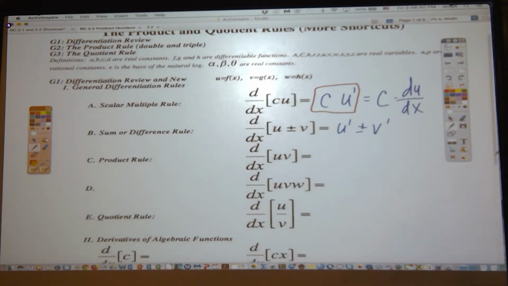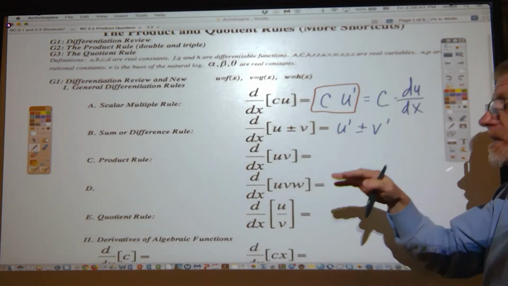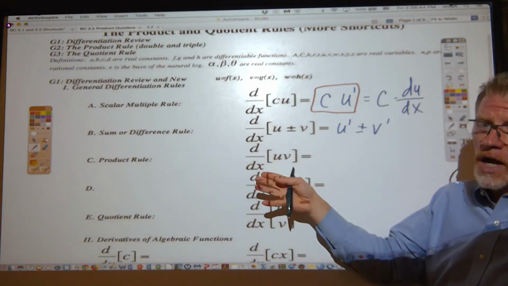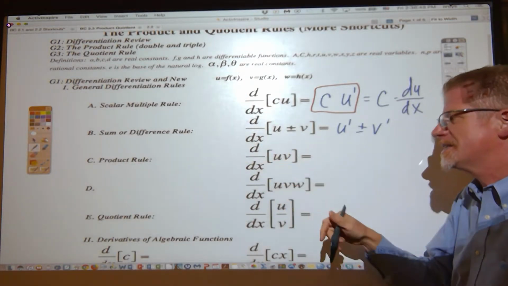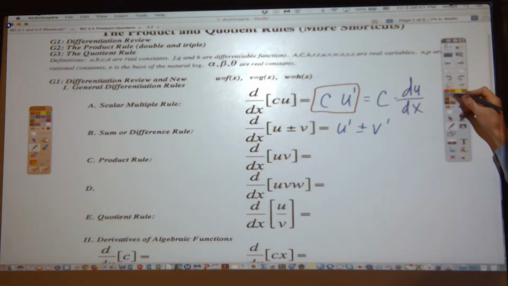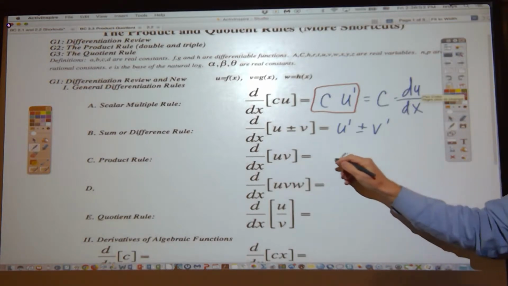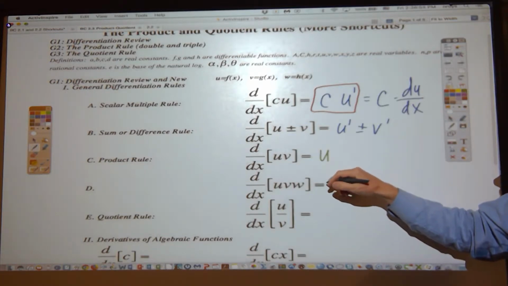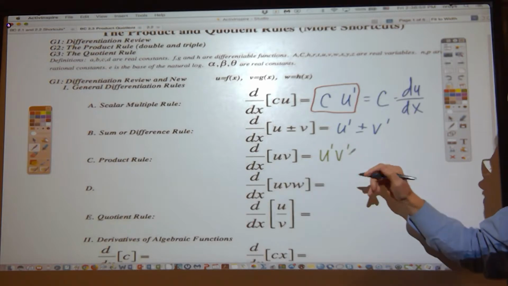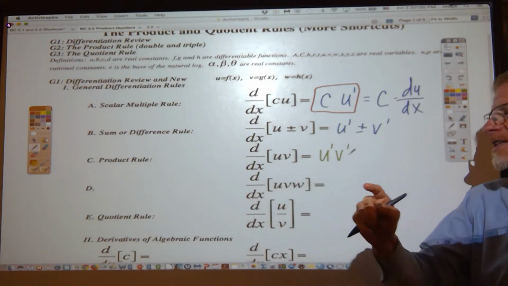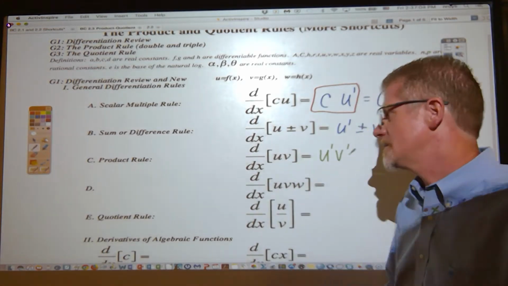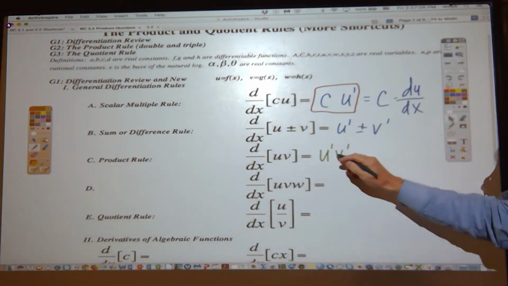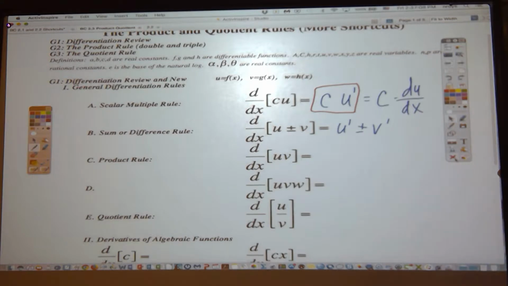Now, right up front, you may as well know. The limit of a product is the product of the limits. But the derivative of a product is not the product of the derivatives. So many students think, oh, I know what the derivative of uv is. It's u prime v prime. No. No, when you're taking the derivative of a product, it's actually more complicated than that. It's not u prime v prime. Instead, you have to use the product rule.